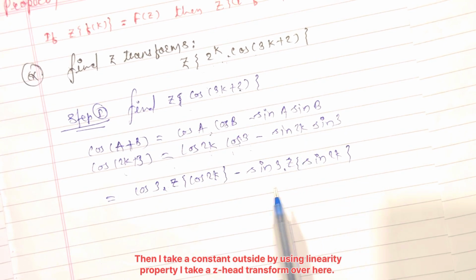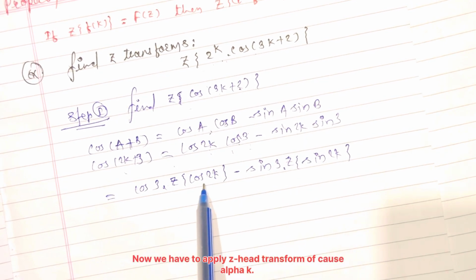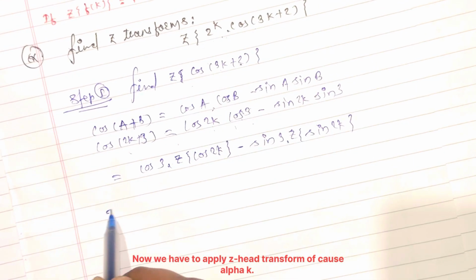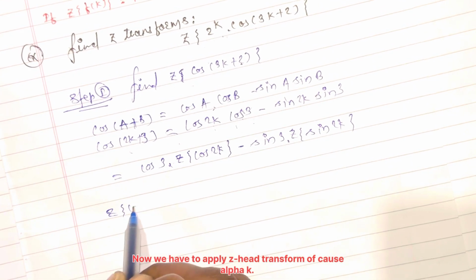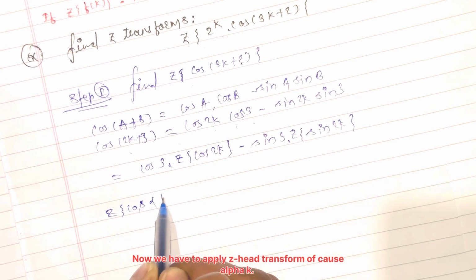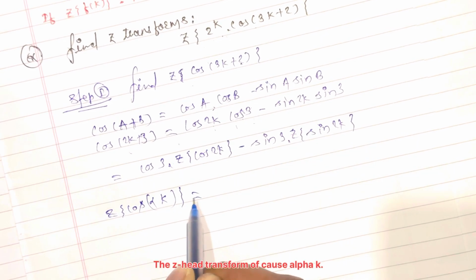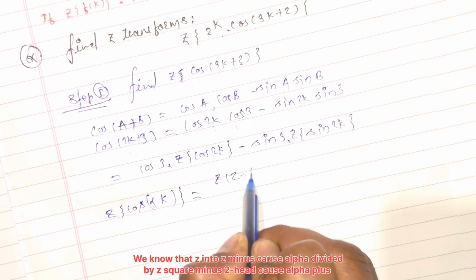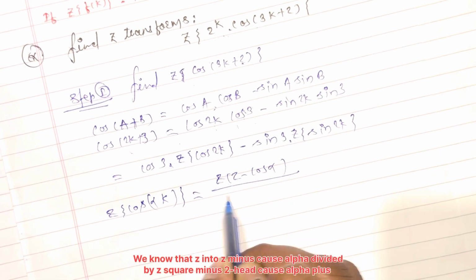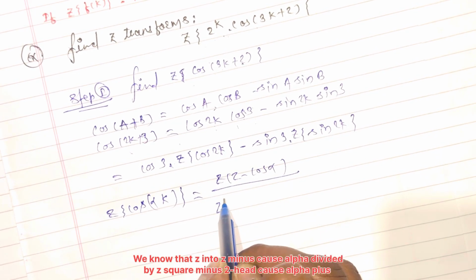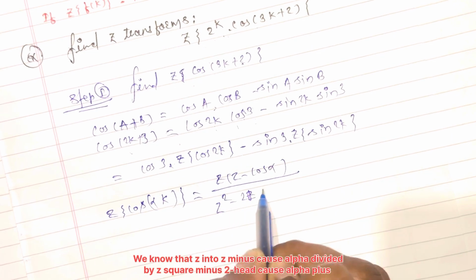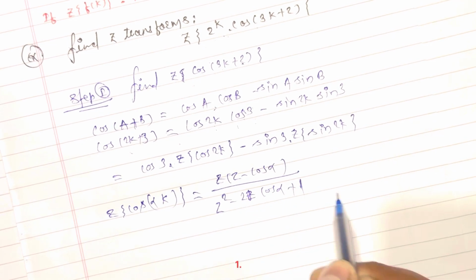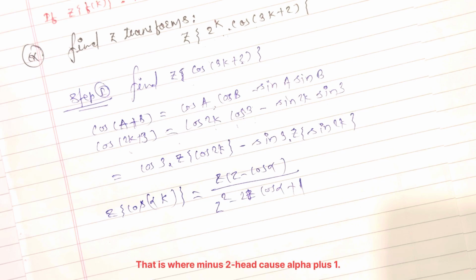Okay, so it is way easier, guys. Now we have to apply the z transform of cos alpha k. What is the z transform of cos alpha k? We know that it is z into z minus cos alpha, divided by z square minus 2z cos alpha plus 1.